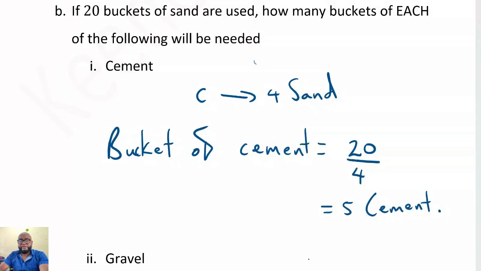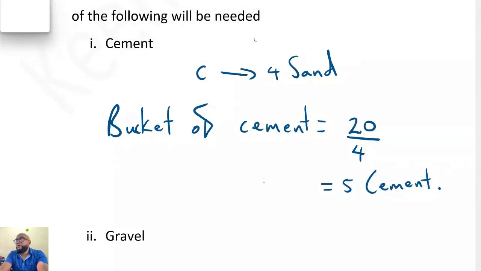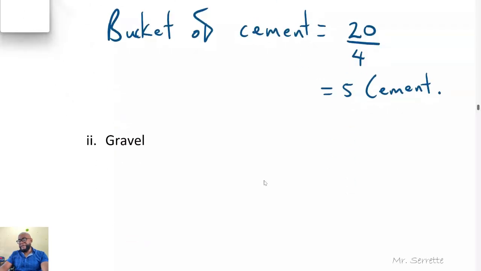Everybody good there? So we're now going to proceed to find out how much gravel we need. But remember, for the question, we found out how much cement we're using. So I can just take this cement and we've got how much gravel I need now. So 5 cement, how much? For every 1 cement, remember, let me see you remember it. For every 1 cement, how much gravel?